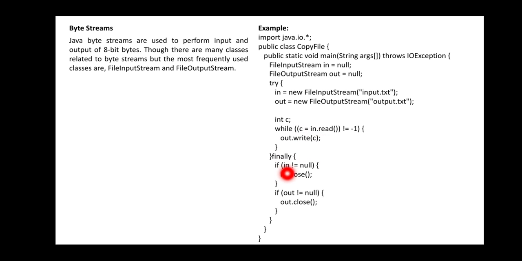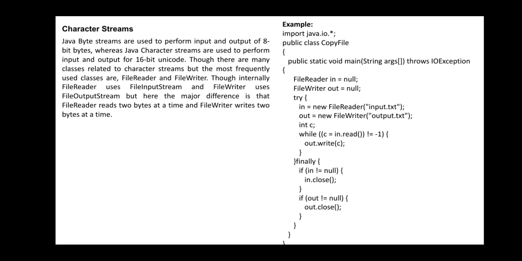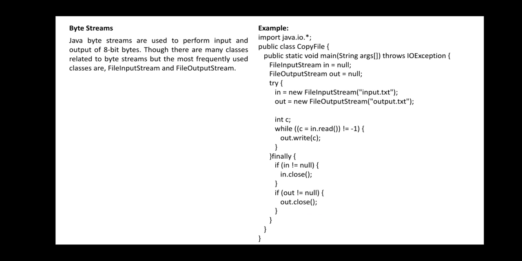Finally, in not equal to null. Yes, it is not null because you have the file over there. So for that sake, you go with in.close and out.close. So this is how we use byte stream statements.